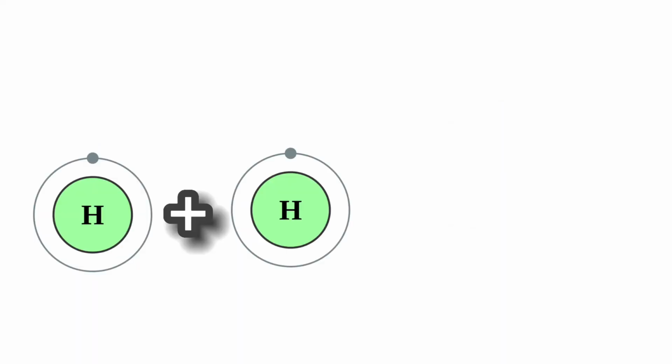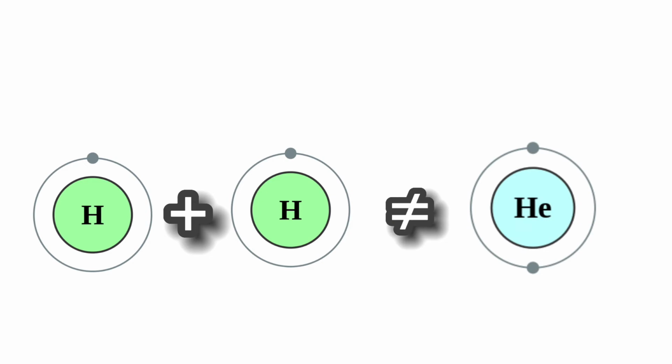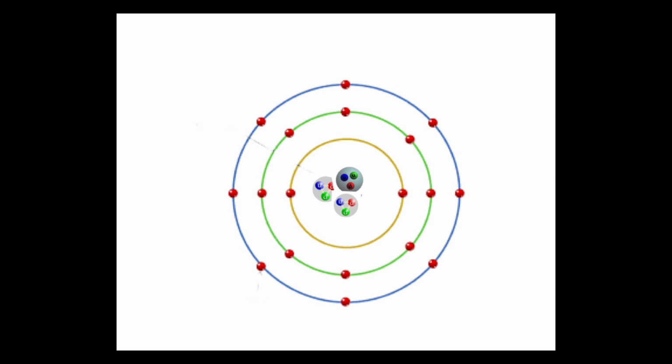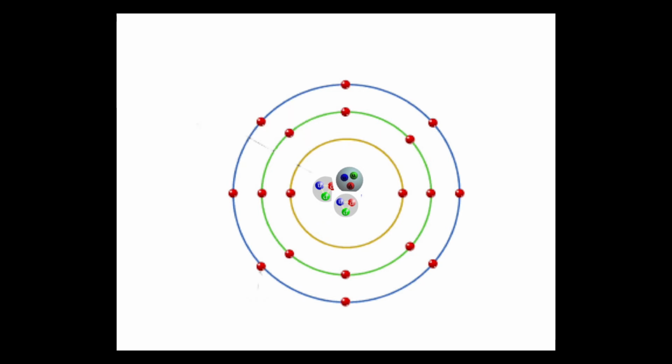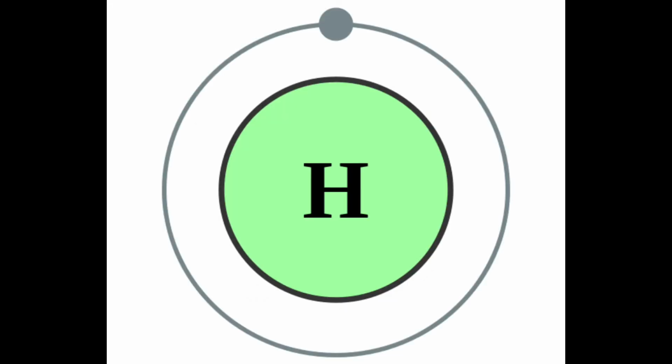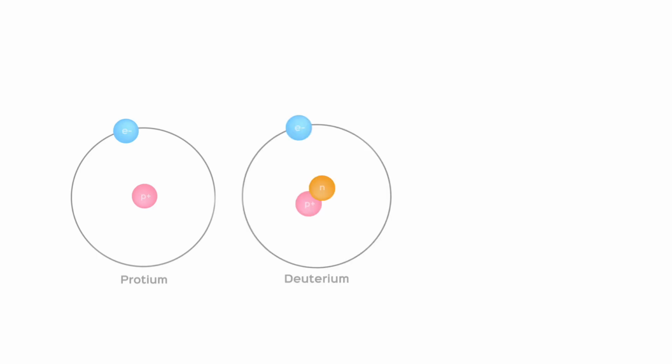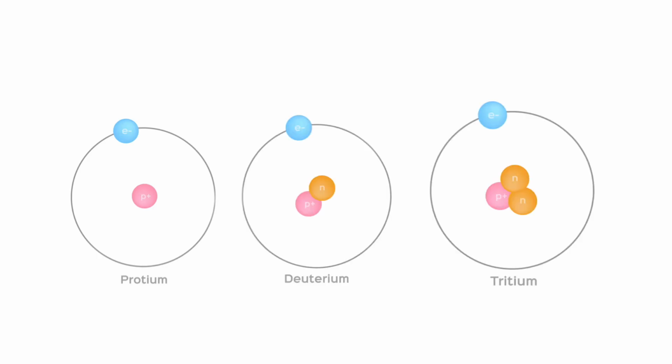See, if you add 2 of the same elements together, it should not equal another element. But with enough heat and pressure and isotopes, it can. You may be wondering, what's an isotope? Well, an isotope is what you describe an element that can have more neutrons than protons. The isotopes we'll be focusing on are the isotopes for hydrogen, which are protonium, deuterium, and tritium. We want to focus on deuterium and tritium because that's what's in the core of the sun.